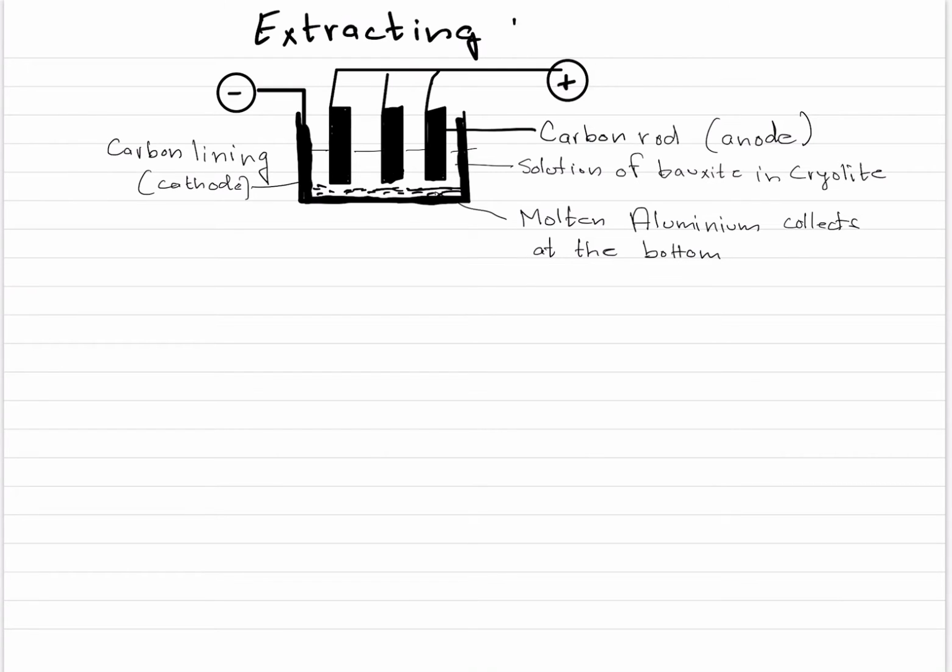Extracting aluminium. Now look at this diagram. Before we look at the diagram, we should know a few things. Aluminium is actually the most abundant metal on earth, and in the past it was very expensive.